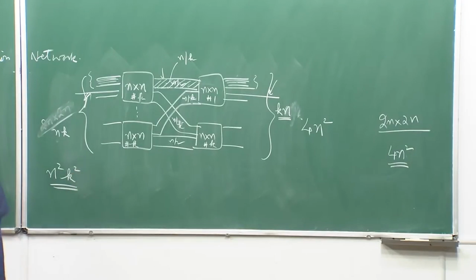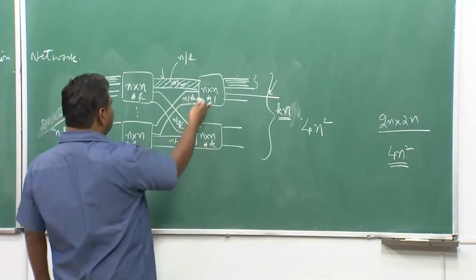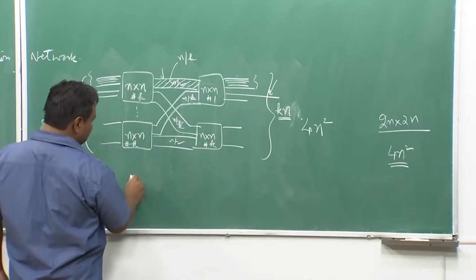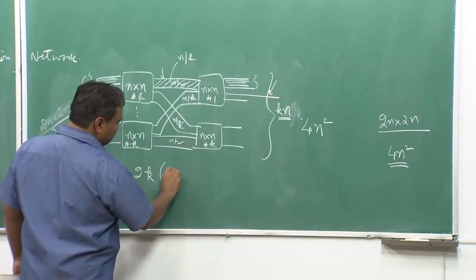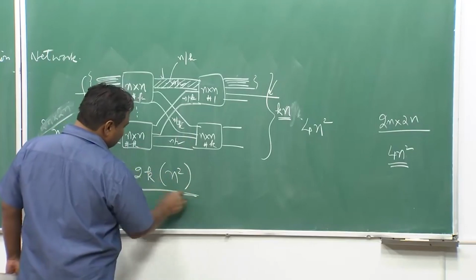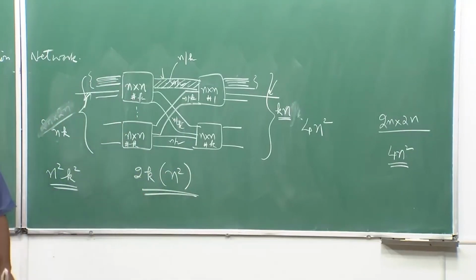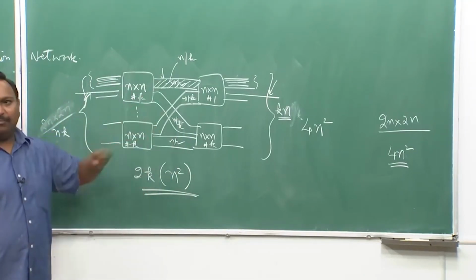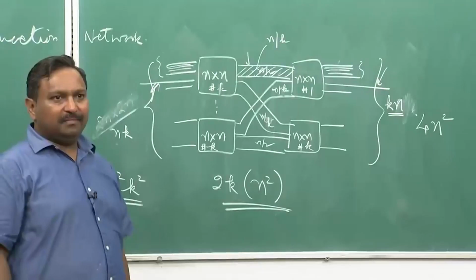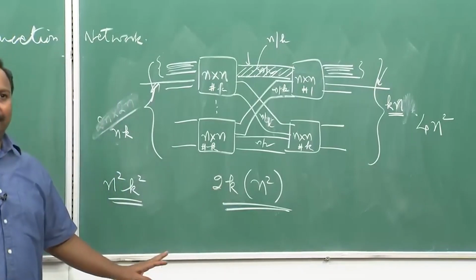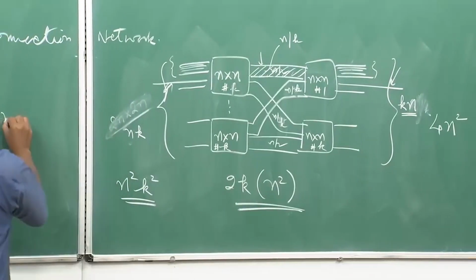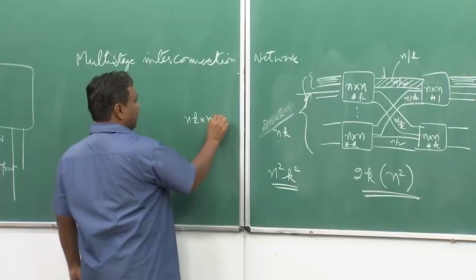When you have a 2 stage kind of network, I have 2k n by n switches, so n square. So, these many cross points will be required, and this will be a blocking system. Both switches are actually n k by n k.